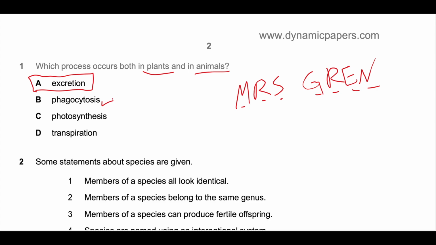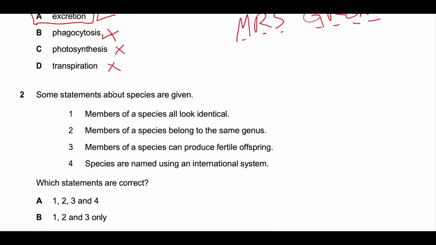Phagocytosis, you can find it in a single-celled amoeba. You can find it with certain cells in the immune system, white blood cells. So it's not in both animal and plant. Photosynthesis only in a plant, transpiration only in the plant. So the right answer is A, excretion. Let's move to the second question.